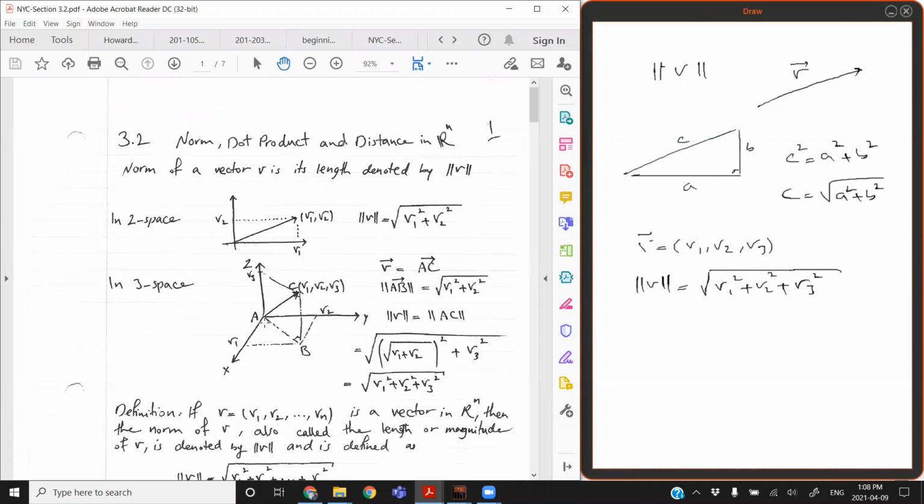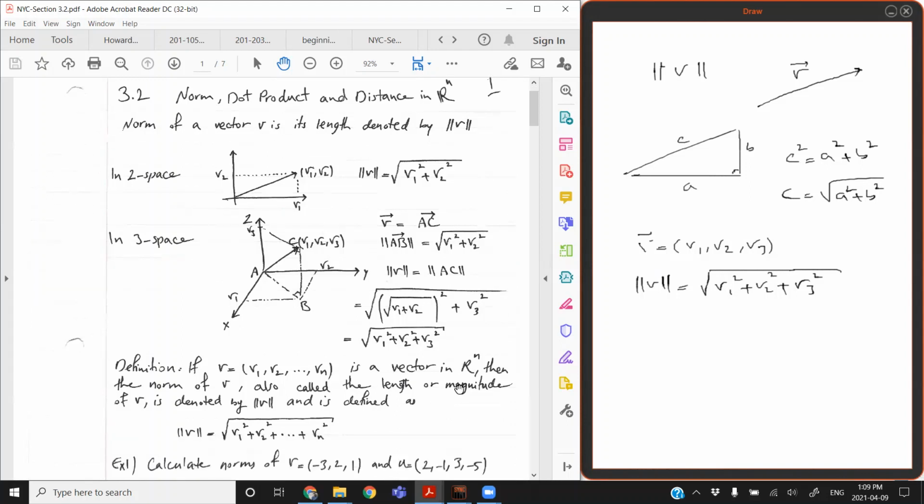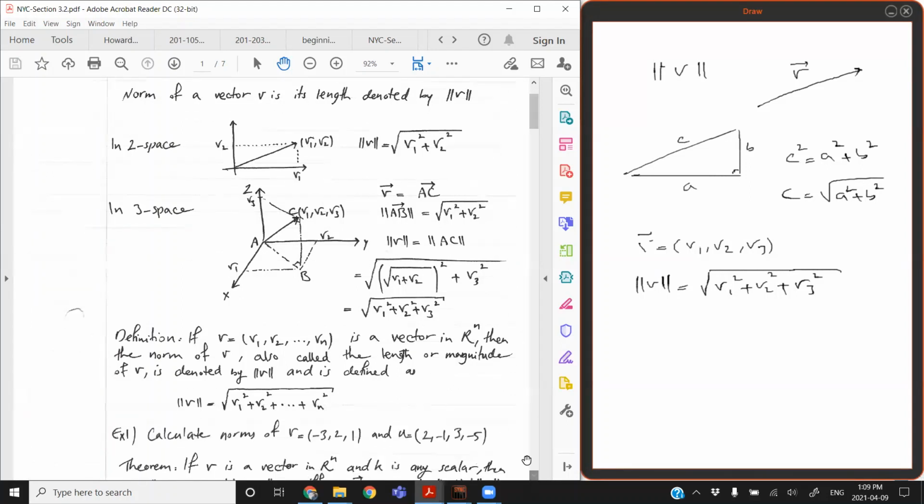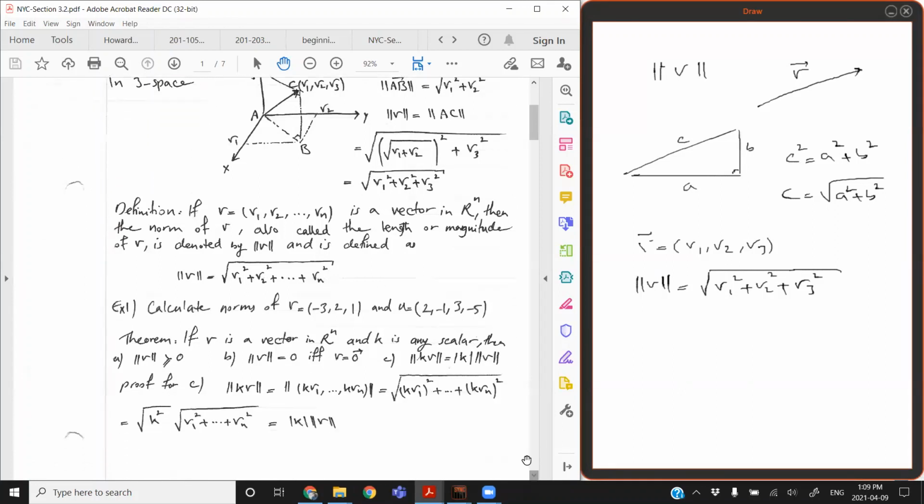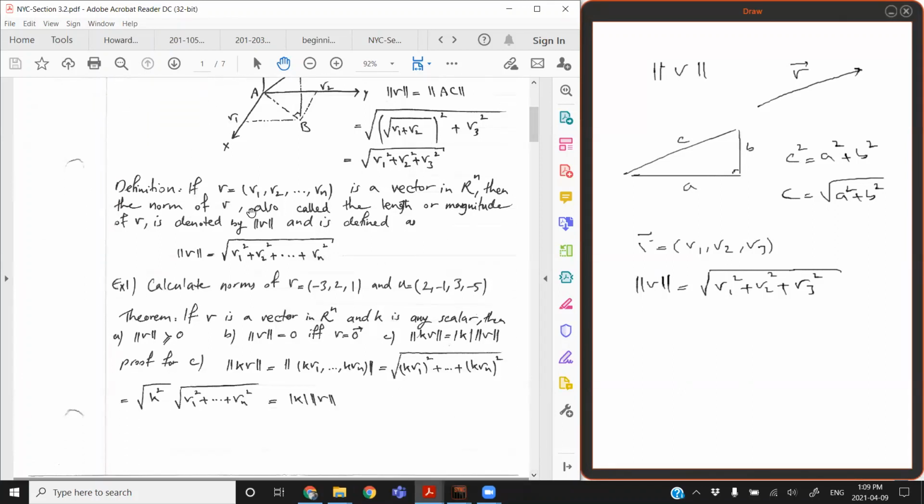Now, in order to get the length of the vector here, we're going to say it's the square root of the length of AB squared plus v3 squared. And since square root and raising to power of 2 cancel out, we get this formula here. And now you can see a natural generalization of that for Rn would be this definition here.